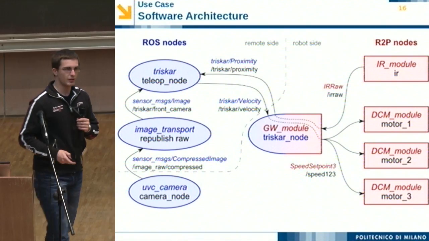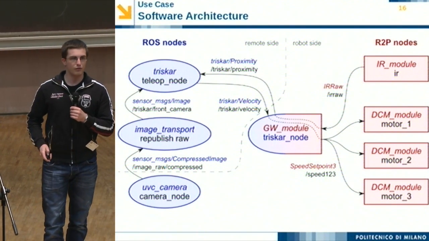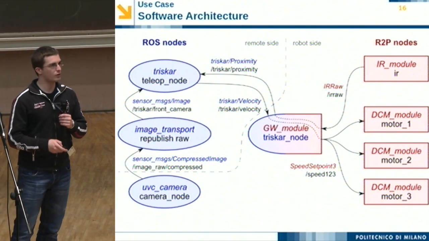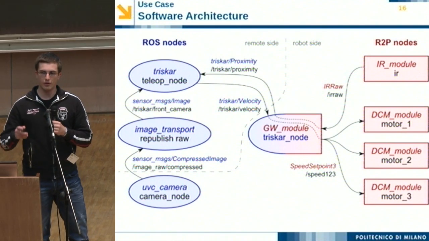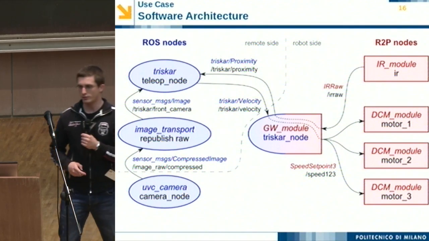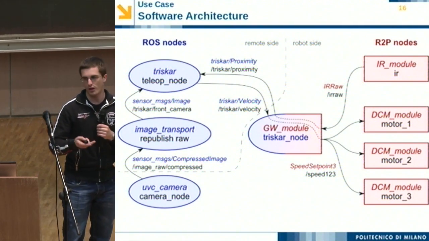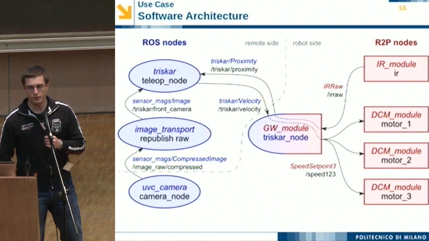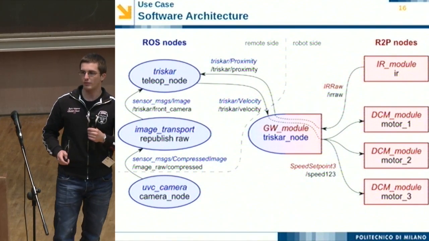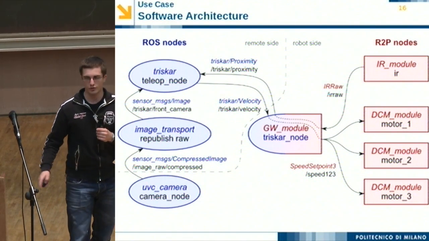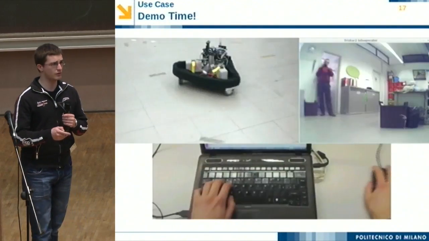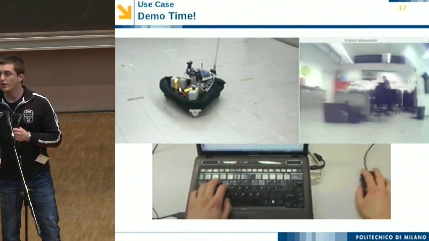Okay, this is the schematic of topics between the R2P modules and the ROS nodes. As you can see, in the middle there is our gateway, which translates messages from R2P to ROS and vice versa. The user controls the robot by sending the velocity set points and can read the distance of the obstacle near it, and can also display what is in front of the robot itself.